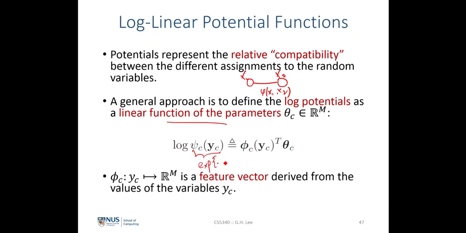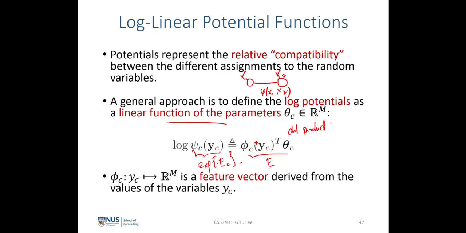So this is equal to minus E of C, and if we take the log over here, this simply means that this term is equal to the negative energy term that we have seen in the previous slide. So we will directly replace this energy term with a linear function. This is just a dot product of two vectors.